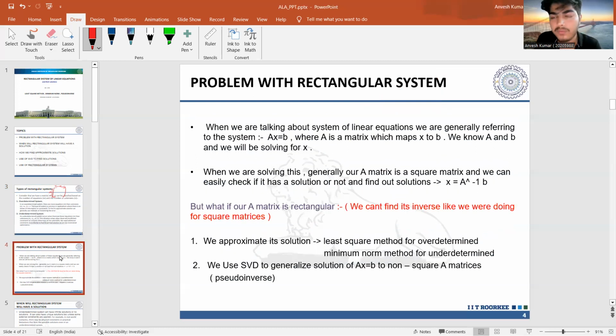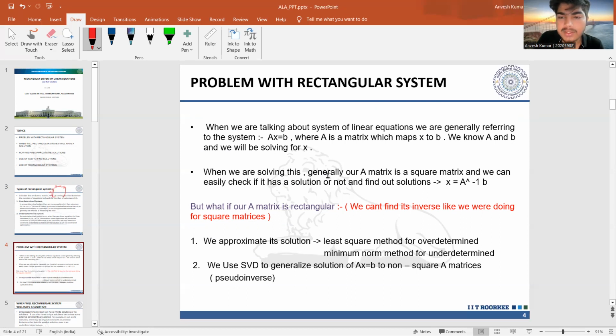Okay, so what is the problem with rectangular systems? That we have to do certain different things for them. When we are talking about linear equations, we are talking about something like Ax equal to B, where A is a matrix which maps our x to B. In our questions, we know A, which is determined by the system to which we are applying the linear equations, and we are given B, which is a resultant matrix. Using these two, we are solving for x.